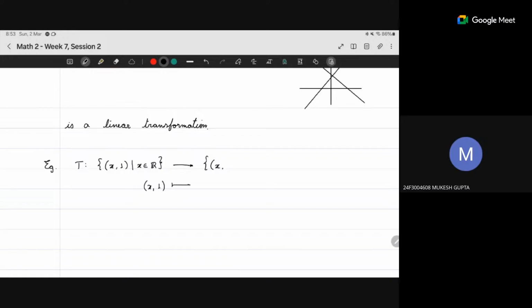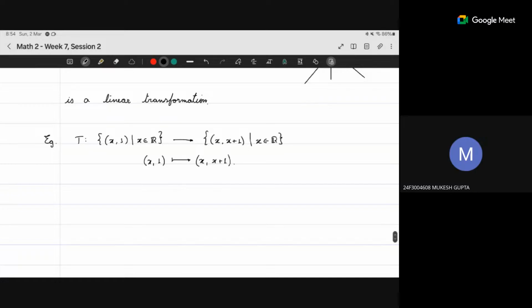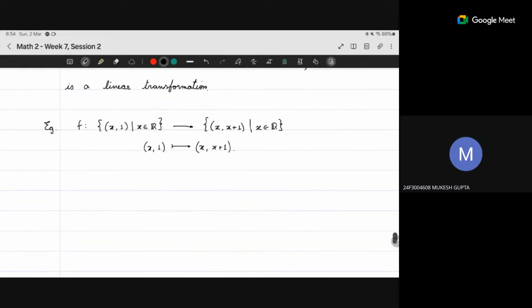I want to take x comma 1 to, let's say, just one parameter shift. So let's just take this as x plus 1. So both of these are affine subspaces, right? I'll just take it to this itself. X comma 1, I take to x comma x plus 1. Is this an affine transformation? How would you go about checking? Okay, I used f for affine, let me use f for affine. Is f an affine transformation?